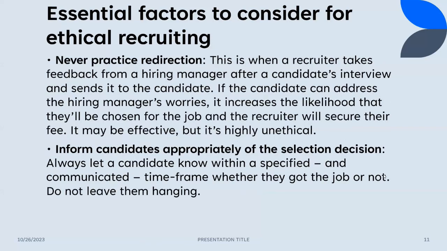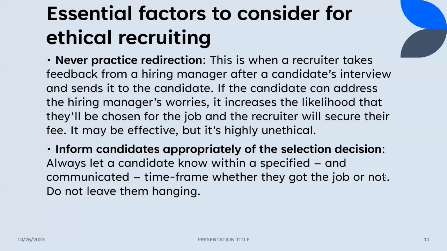Never practice redirection. This is when a recruiter takes feedback from a hiring manager after a candidate's interview and sends it to the candidate. So we don't send everything to the candidate. We send the answer or the decision in the proper and ethical way, always.